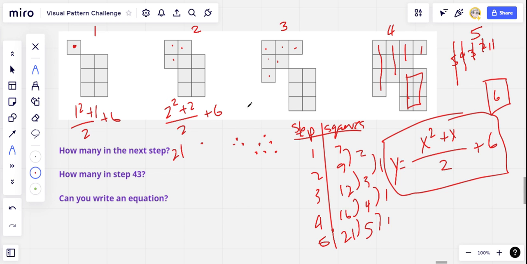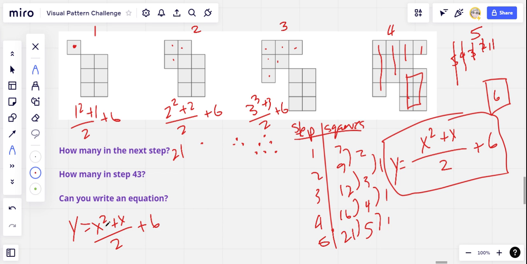How about step 3? We'll do one more here. 3 squared plus 3, divided by 2, 9, that'd be 12. So 6 plus 6 is 12. Yeah, that's how many we have in step 3. So this equation looks good. y equals x squared plus x over 2. That's the triangular numbers, and then that 6 for a constant.